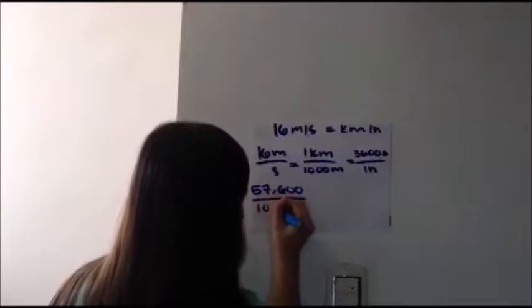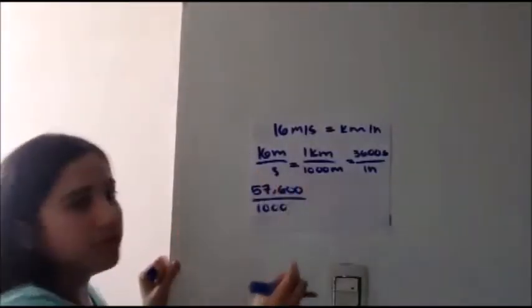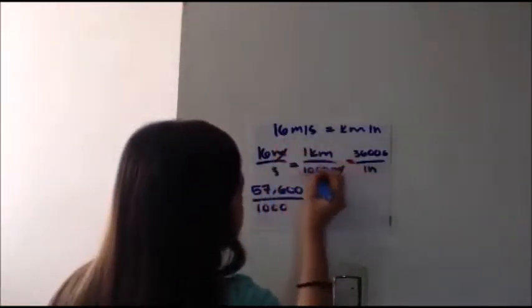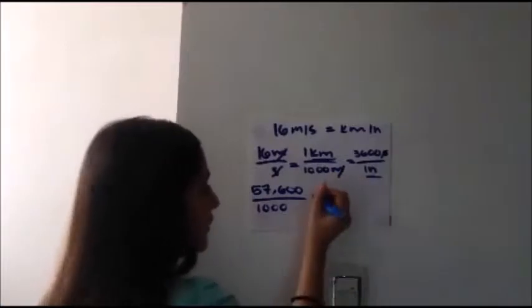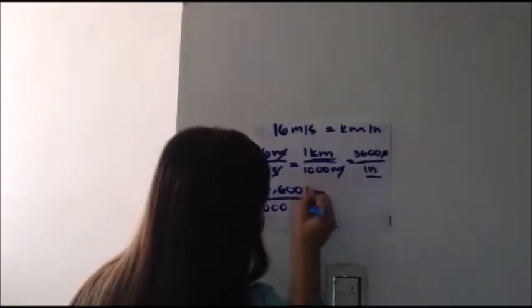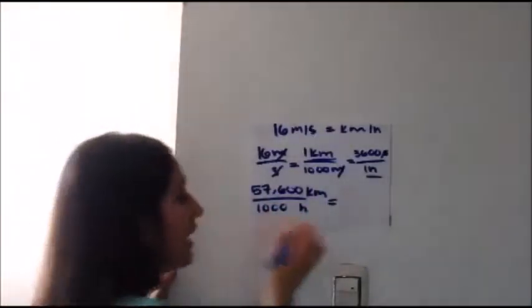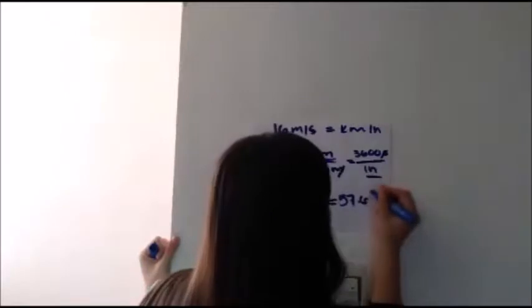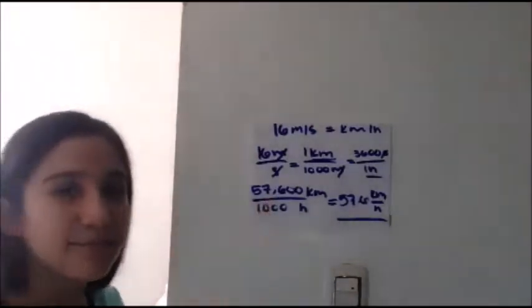over 1,000. So then we are going to cancel the units. Meters and meters, seconds and seconds. So we have kilometers and hours. So it will be kilometers over hours. And then we divide it, and our answer will be 57.6 kilometers over hour. That will be our answer for our first problem.